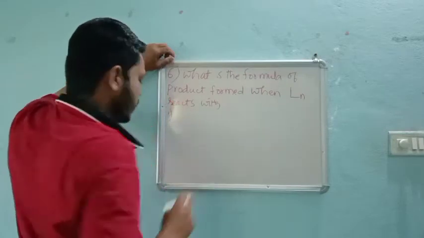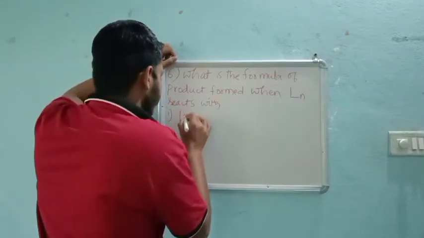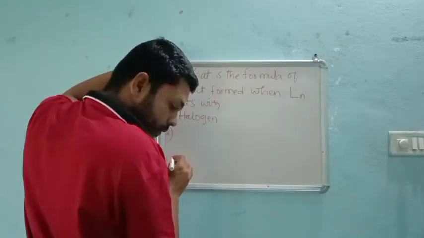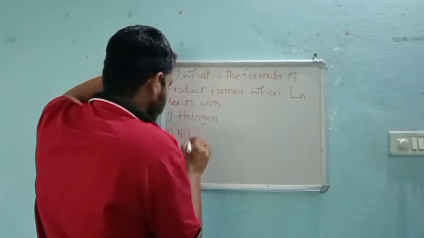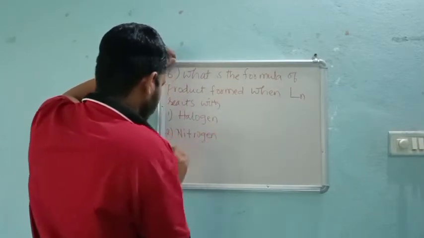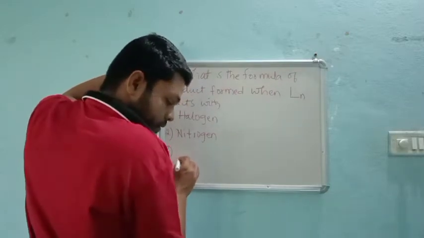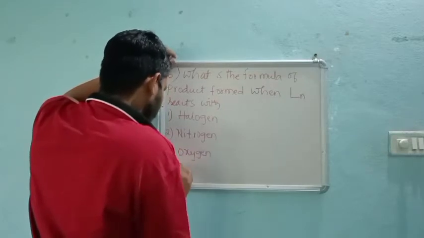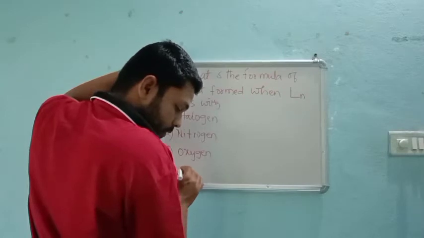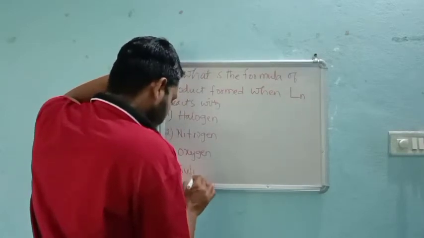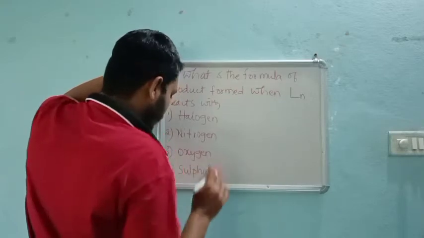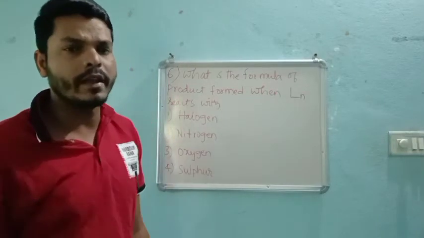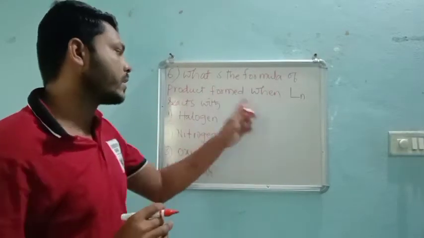number 1, halogen, number 2, nitrogen, number 3, oxygen, and number 4, sulfur. This question has been asked for 4 marks in 2017, right? And it is very easy if you understand this question.